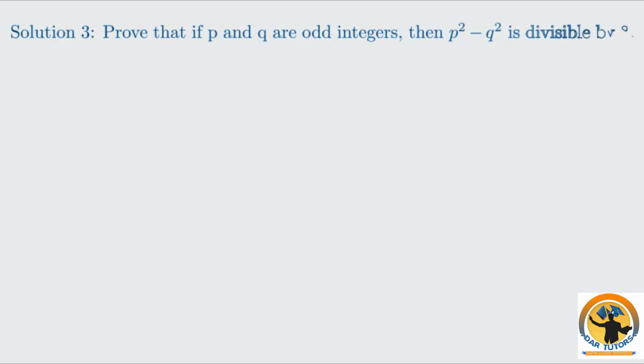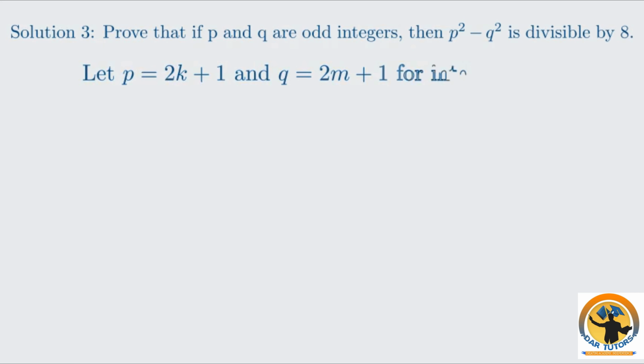Let's move on to question 3, which involves divisibility. We need to prove that if p and q are odd integers, then p squared minus q squared is divisible by 8. Again, we start by defining our odd integers. Let p and q be any two odd integers. So p equals 2k plus 1, and q equals 2m plus 1 for integers k and m.